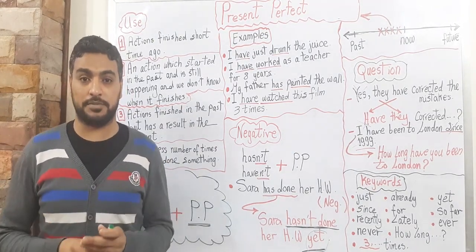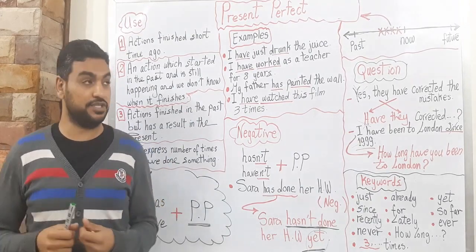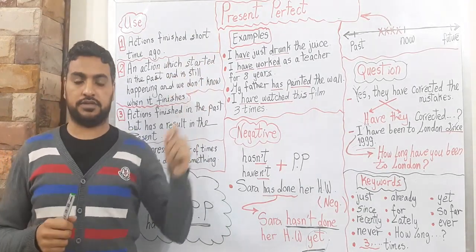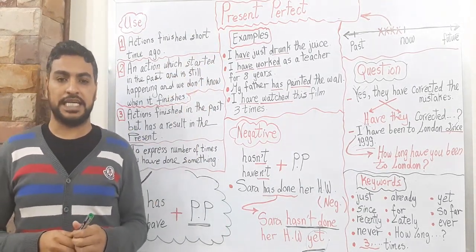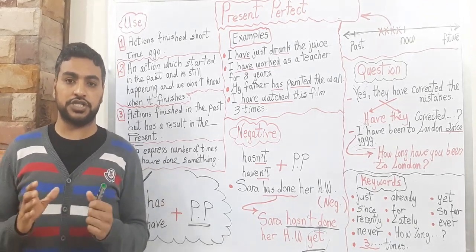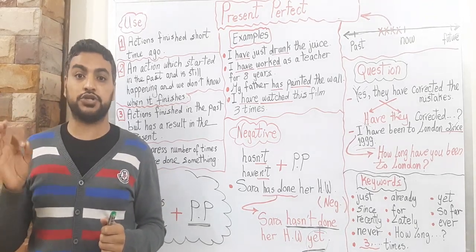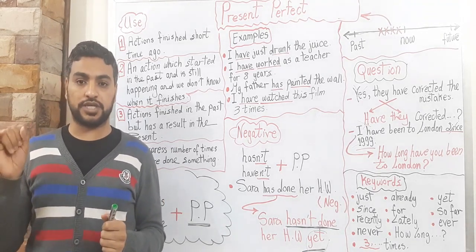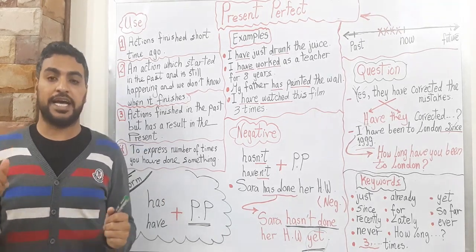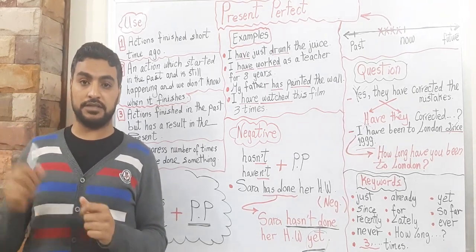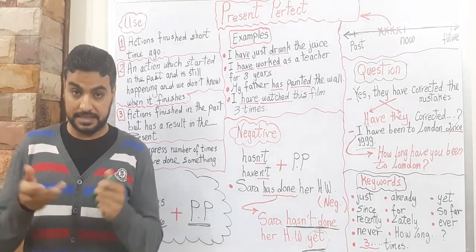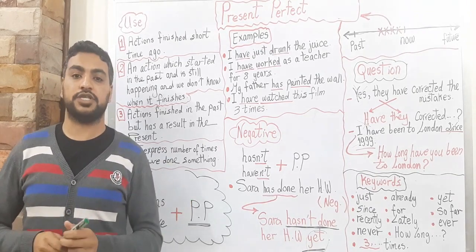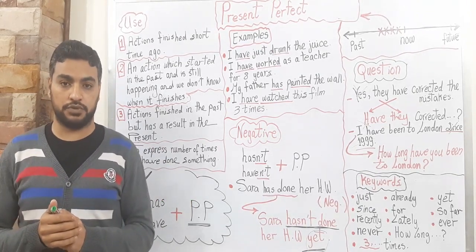Today I'm going to talk about a new tense, a new lesson, which is present perfect. Present perfect is a tense which expresses something finished a short time ago. Number two, an action which started in the past, continued to the present, and it is still happening. And we don't know when it finishes in the future.